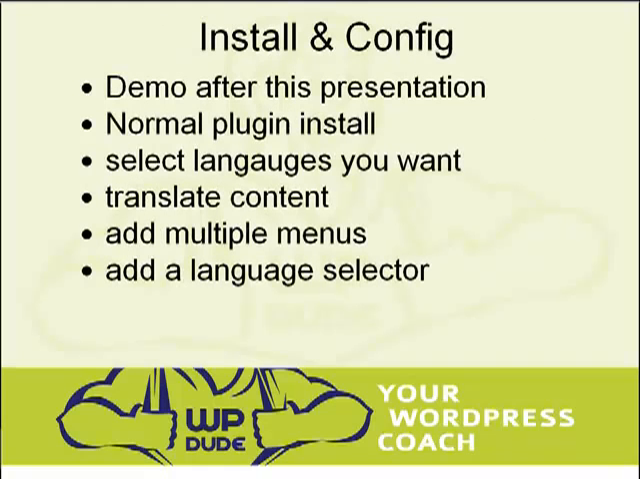Install and config. I'm going to do this in a demonstration after this quick presentation, but essentially it's a normal plugin install. You buy your plugin from WPML, download it, install it into WordPress. Then you go through a configuration process. You set the languages you want. You set how you want your permalinks to be. Then you go off and you translate your content, add multiple menus, add a language selector, and in a nutshell, that will bring you a site which can serve multiple languages. It's a little bit more complicated than that, but in a nutshell, that is it.